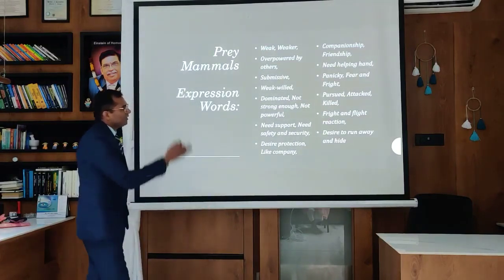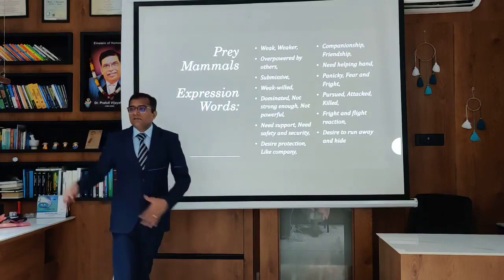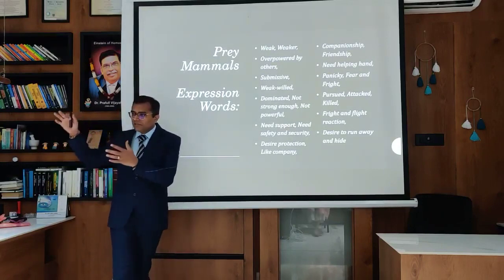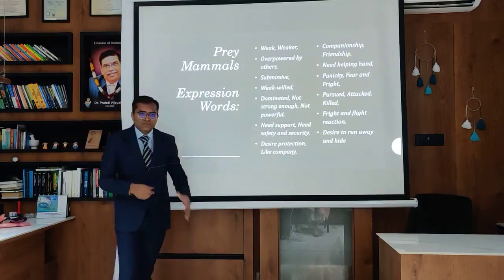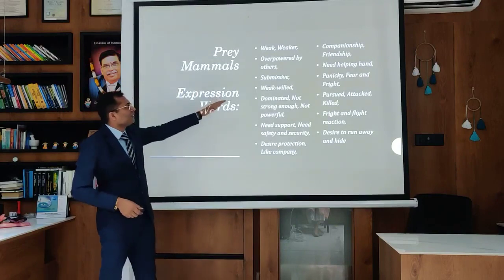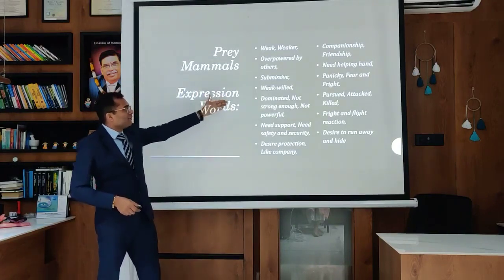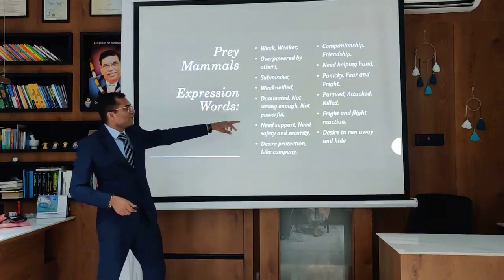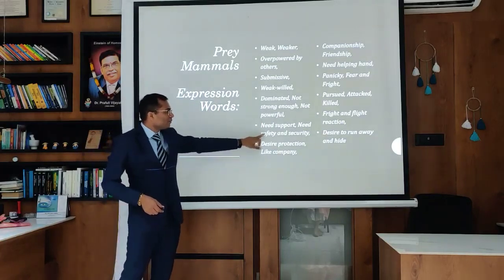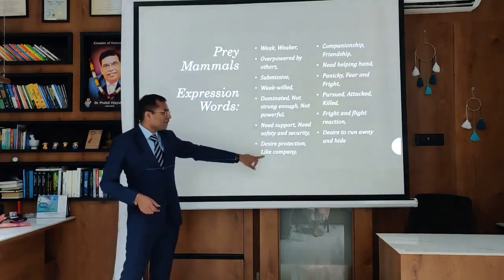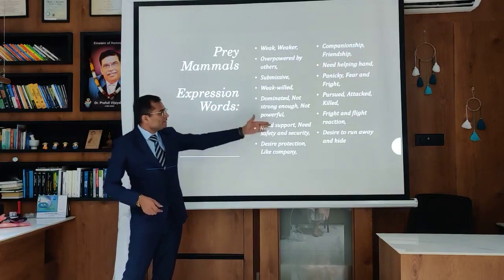There are different ways that we have seen. One is with strength, one is without strength. The expression is weaker, overpowered by others, submissive, weak will, dominated, not strong enough, not powerful, needs support, needs safety and security, desires protection like company, desire to run away.